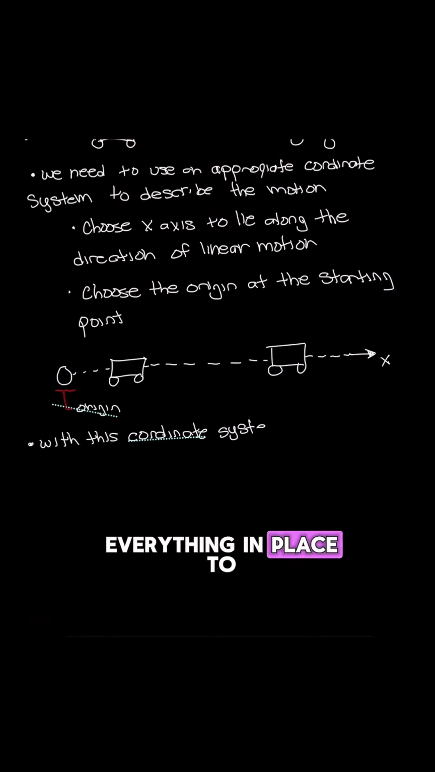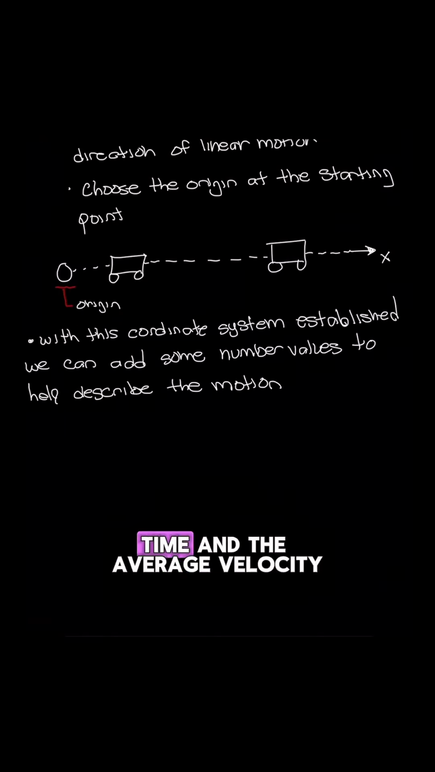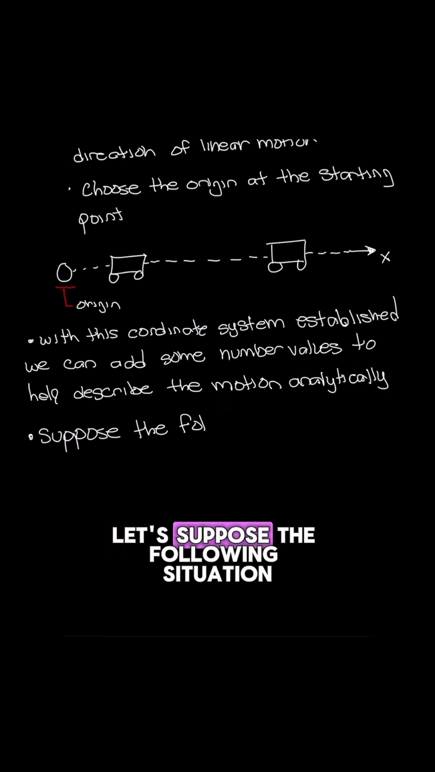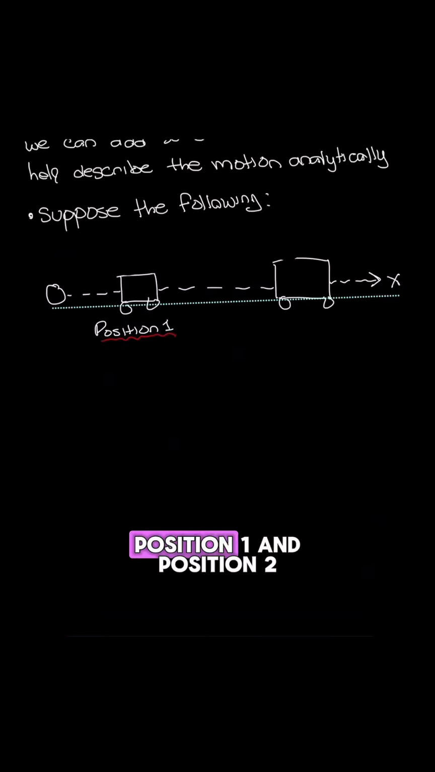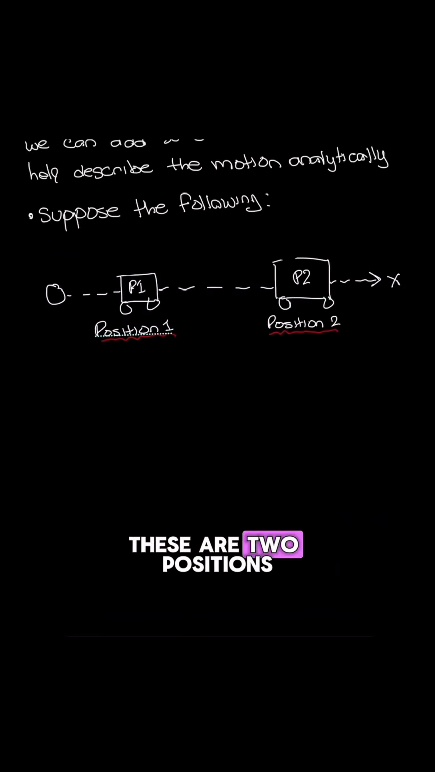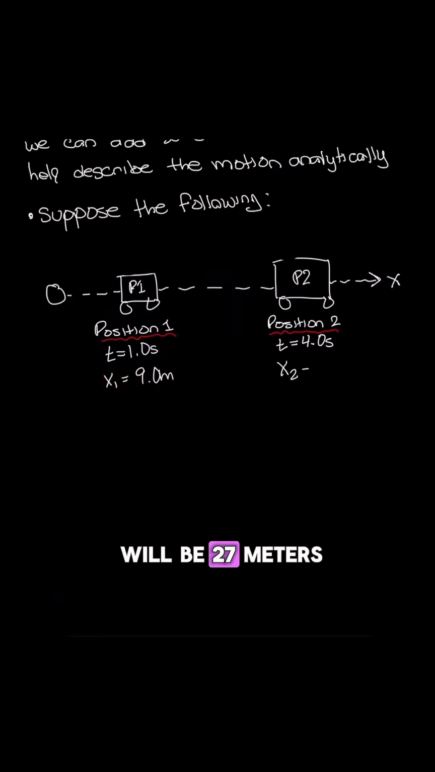So now we have everything in place to add some numbers and determine some values for the displacement, time, and the average velocity. Let's suppose the following situation. Let's draw the same diagram below, but now we have position 1 and position 2. These are two positions of the car. Position 1 is at time 1 second, and position 2 is at time 4 seconds. Position 1 will be 9 meters and position 2 will be 27 meters.